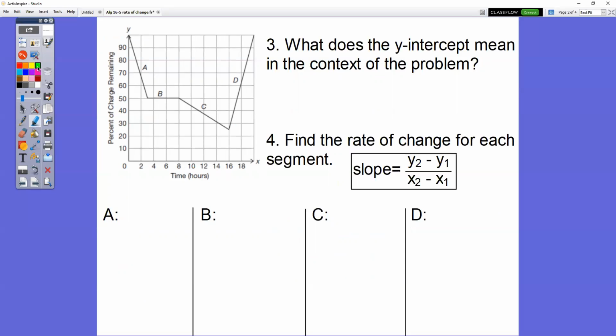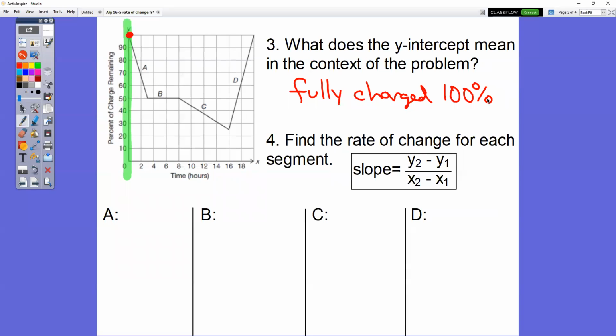Now the Y-intercept, remember, is where the line crosses the Y-axis. So this one crosses the Y-axis right here. What does that point mean in the context of the problem? What percent is it at? 100. So it is fully charged battery. It is at 100%.